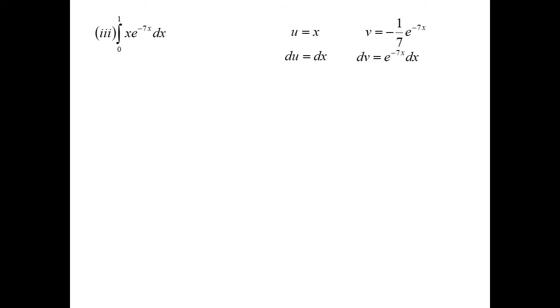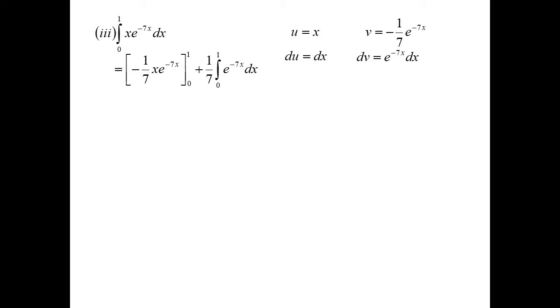Integrate that, we get minus 1/7 e to the minus 7x. So uv, but now this is a definite integral. I need to put my limits there. So I'm going from 0 to 1. Minus becomes a plus, v du. Now we have to integrate e to the minus 7x.